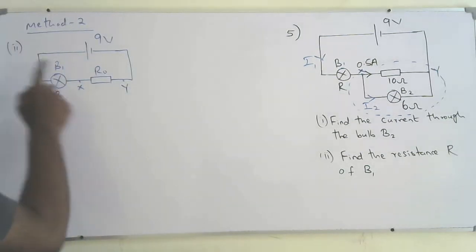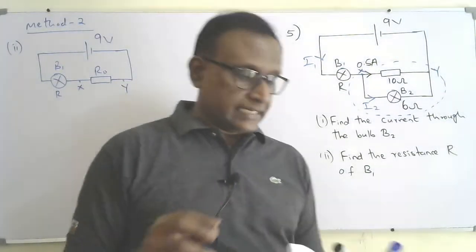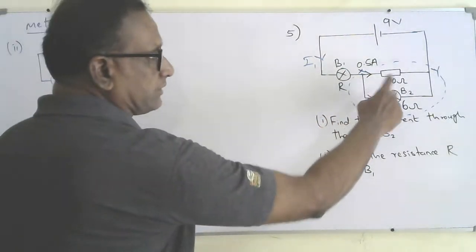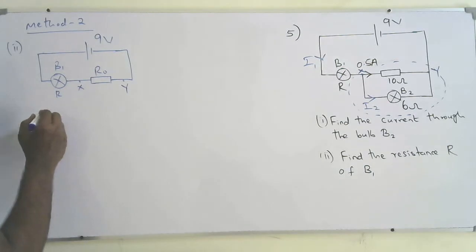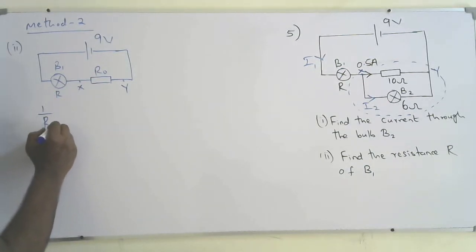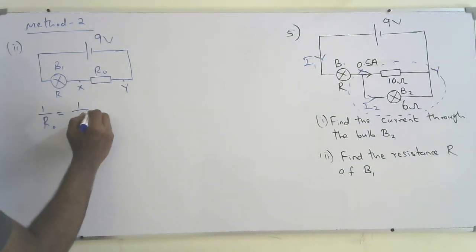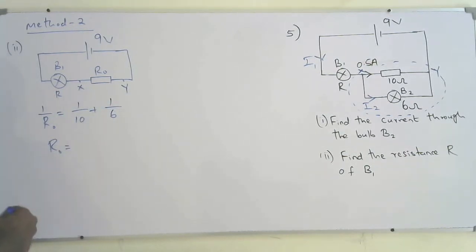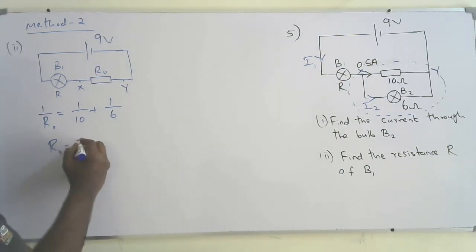Okay, so the same part, the second part, I can do with a second method by using the potential divider. So I'll find the equivalent resistance of 10 ohm and 6 ohm. So 1 over R naught is equal to 1 over 10 plus 1 over 6. Find the R naught. That will be 3.75 ohms.